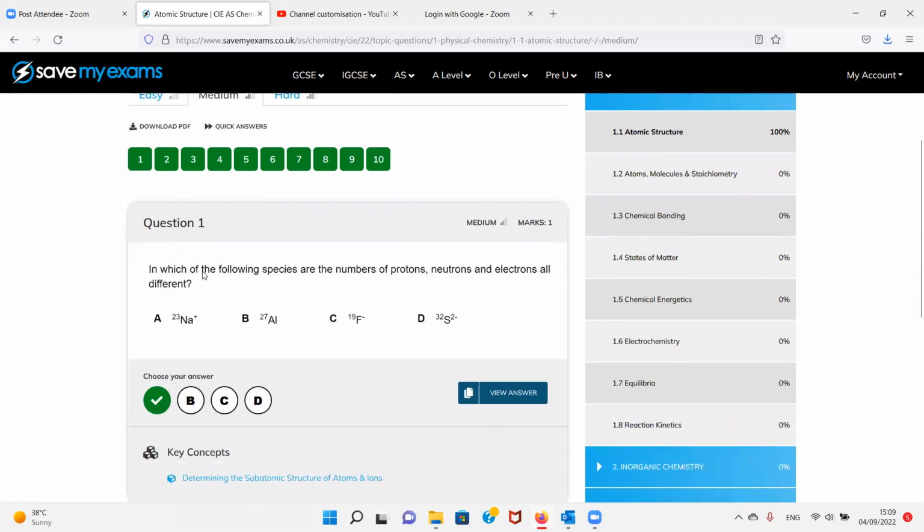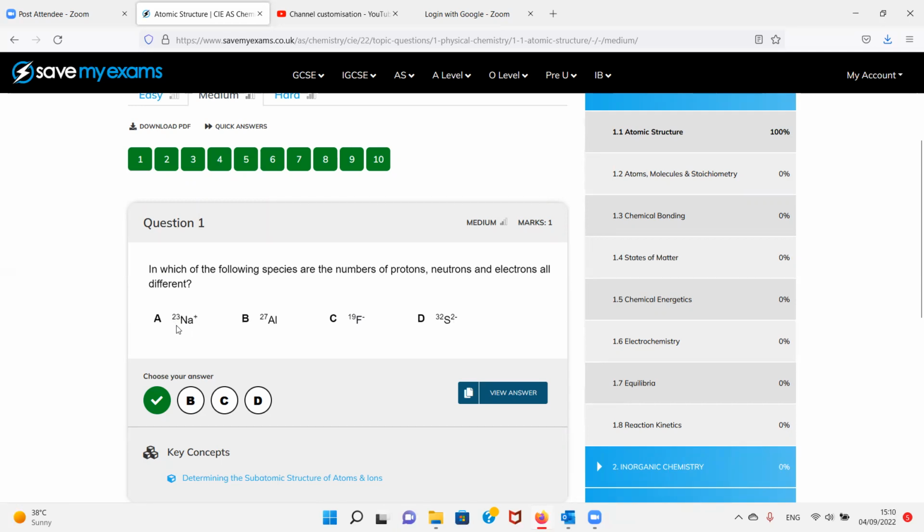And the first question here is, in which of the following species the number of protons, neutrons, and electrons are different? So here we have Na+, and the atomic mass is 23. Aluminium is neutral. The fluorine is -1, so we call it fluoride ion. And here we have the S-2. In this case, the correct answer here is the Na+1, the ion of sodium.